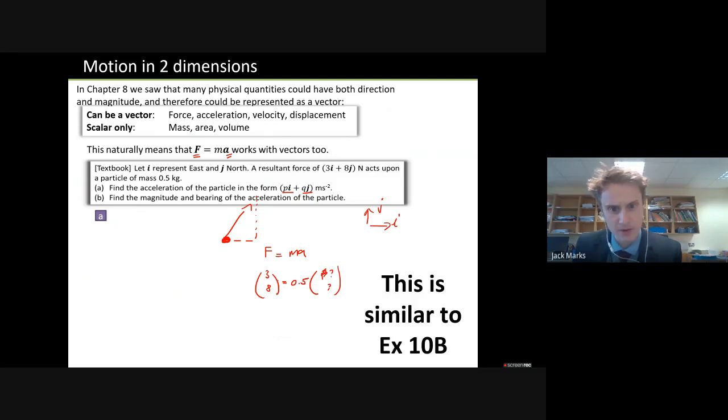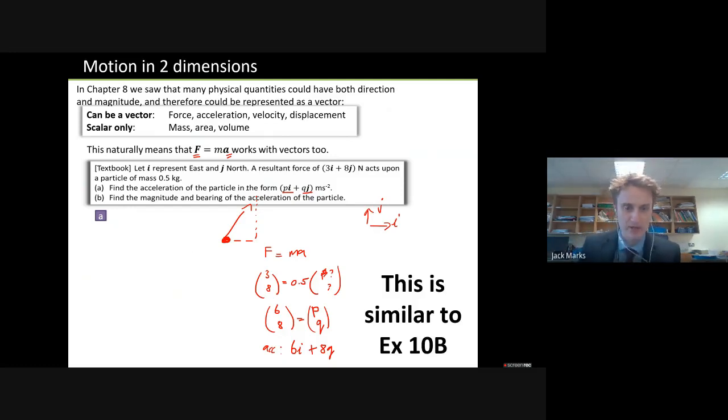So what could we do? Well, we could multiply both sides by 2, couldn't we? So (6, 8) is going to be equal to (p, q), which will be our acceleration in the form pi plus qj. So you could say 6i plus 8j. Okay, that would be the acceleration.